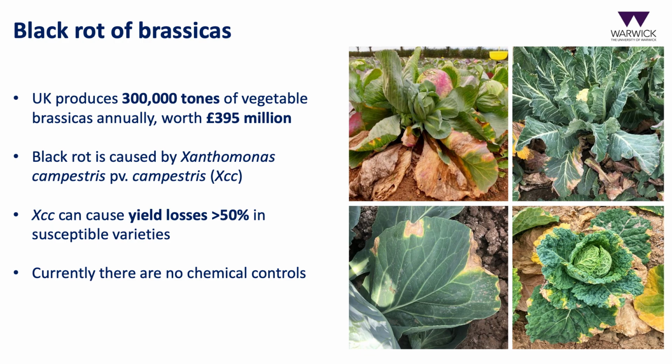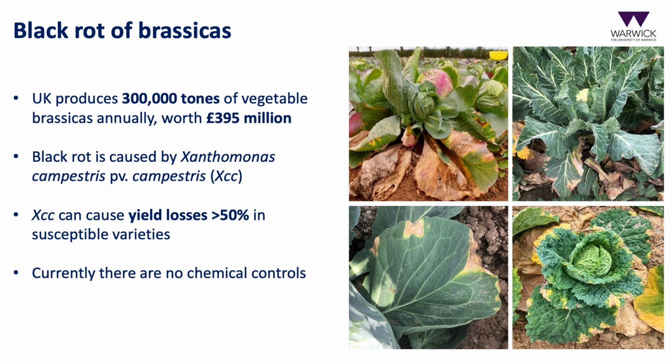One of the pathogen systems that we work on in the lab is black rot disease in brassicas. We all know about brassicas: cabbage, kale, broccoli, cauliflower. We consume them every day, basically. As a nation, we produce around 300,000 tons of vegetable brassicas each year, worth around £400 million to the UK economy. So it's huge for us.